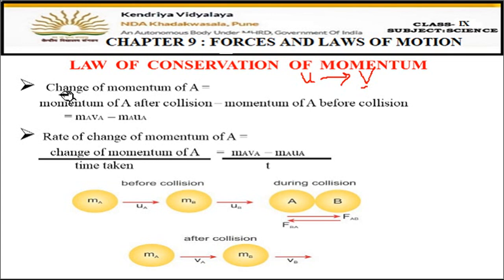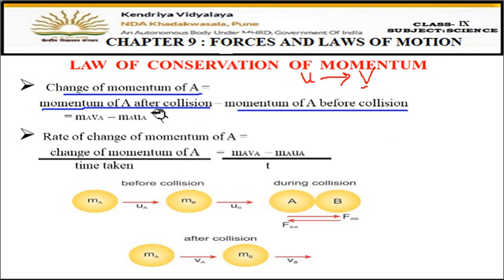Firstly, let's see the change in the momentum of ball A. How will we find it? All of you know that change means the final condition minus the initial condition. That will give you the change. So change in the momentum of A means momentum of A after collision minus linear momentum of ball A before collision. This will give you the change. So what is the change in the momentum of A? The linear momentum of A after collision minus the linear momentum of A before collision. So what was the momentum of A after collision?